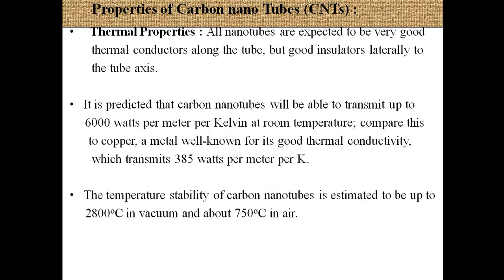Now see the thermal properties. All the nanotubes are expected to be very good thermal conductors. So thermal conductivity is very high. Along the tube, these are good conductors, but laterally to the axis of the tube, these are good insulators. So my dear friend, this is an important thing. Straight along the tube, these are good conductors, but laterally these are good insulators. So this is the beauty.